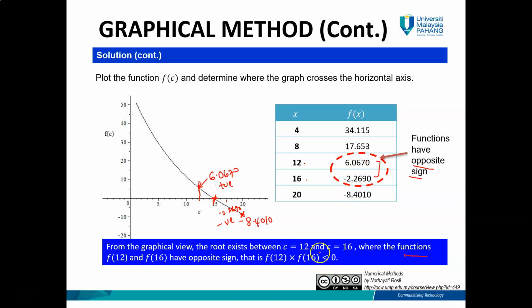The root exists between C equal to 12 and 16, where the functions f(12) and f(16) have opposite signs, which is when we multiply both, you will get a value less than 0. Let's say if you have, for example, a graph like this, the same thing happens. This one is the root, but here the graph is positive and here is negative. Means that it changes its sign, so we can ensure that in between these two x values there is a root. From here, class, mathematicians go to the incremental search. We no longer use the graphical method. How can we find roots of an equation? So the next subtopic that you will learn is the incremental search to find roots of the equation.